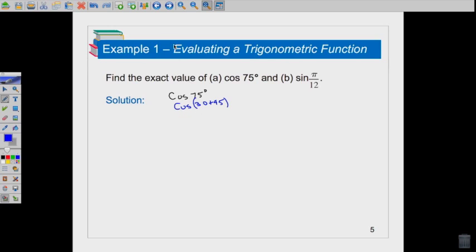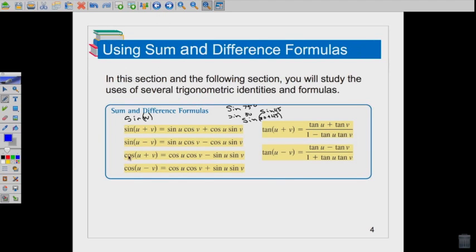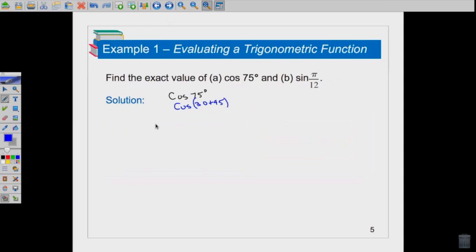Now, if I go back, I'm doing the sum formula using cosine. So that means I'm going to look at cosine, sum formula. That's going to be cosine of the first, cosine of the second, minus sine of the first, sine of the second. So I'm going cosine 30 times cosine 45. Put some parentheses in here so I remember. And then in between them, I have to subtract sine of 30, sine of 45.